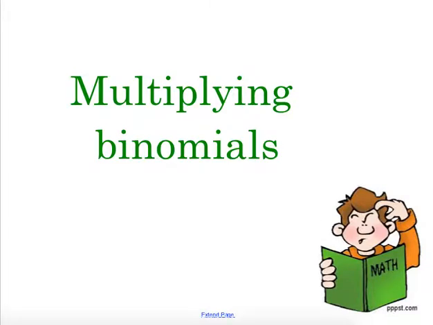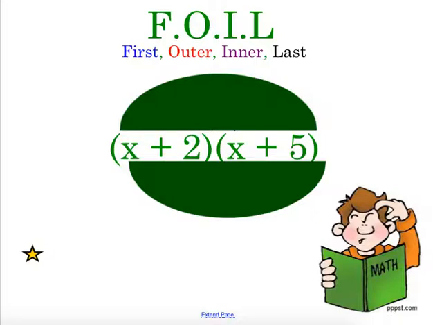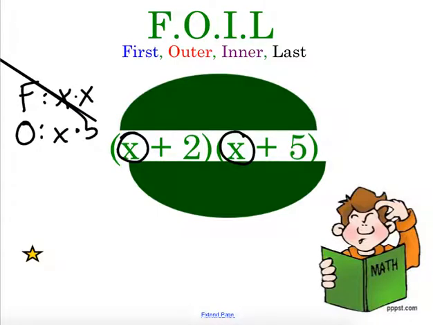Now, when we're multiplying binomials, one of our tools is FOIL, which means first, outer, inner, last. So for the first, that means we're going to be doing x times x. That's the first part of each binomial. O, outer, we're going to be doing x times 5. Those are the ones on the complete outside of each binomial. I, inner, we're going to be doing 2 times x. And last, we're going to be doing 2 times 5.